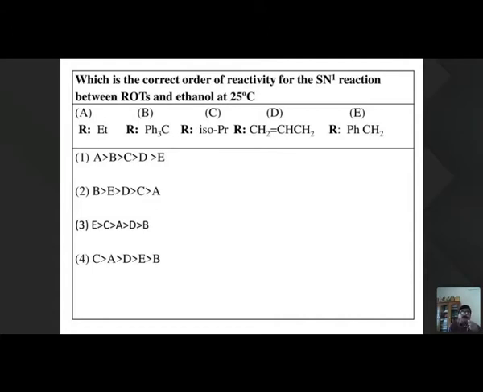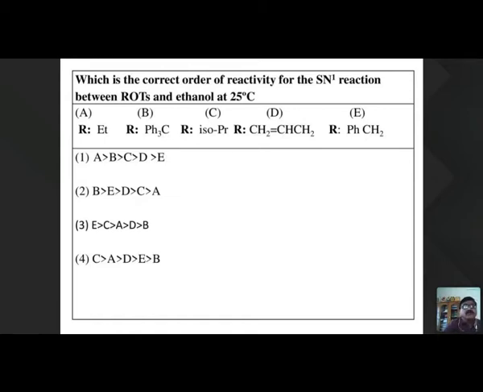I could not view the chat box. What is the answer? Can anyone put it? Somebody, what's the answer? B is the answer. The 1, 2, 3, 4. Sorry, 2, it is, yes. Most of you selected B, E, D, C, A. B, second option. B, E, D, C, A.